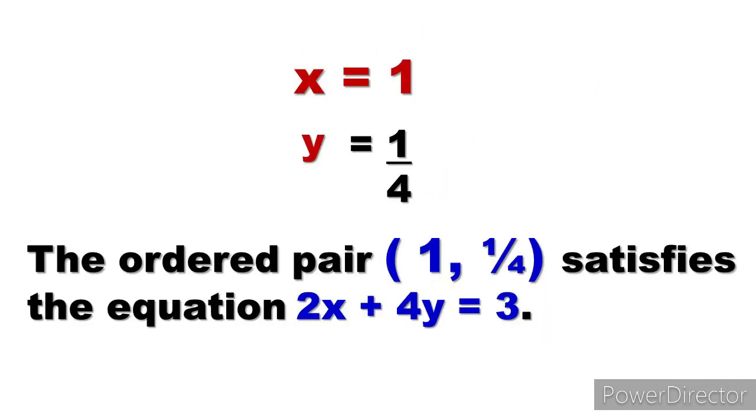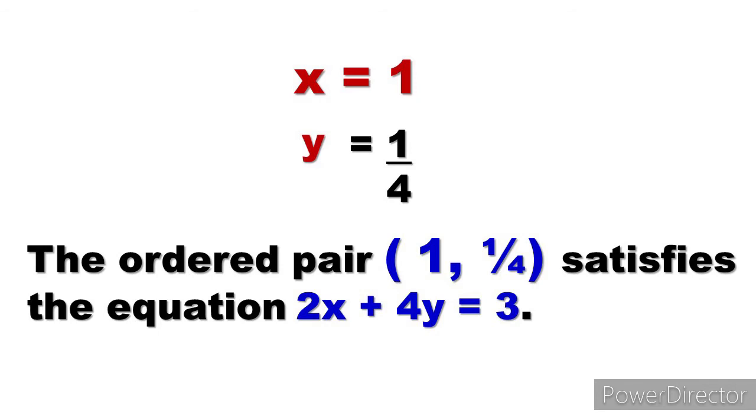Okay, nakuha na natin yung value ng x, which is 1. Ang y is 1/4. So, ibig sabihin, meron tayong ordered pair na 1 and 1/4, which satisfies yung equation natin na 2x plus 4y equals 3. So now, sa equation natin na 2x plus 4y equals 3, meron na tayong isang ordered pair, which is 1 and 1/4.